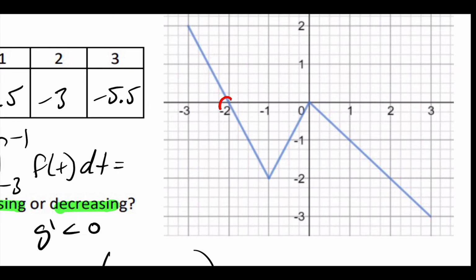Let's see, at -2, there's definitely a switch there, right? It goes from positive to negative. It comes from the positives and goes down to the negatives. So there's a switch there. That's important. So is -2 going to be a relative maximum or relative minimum?